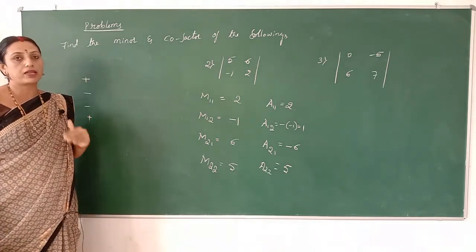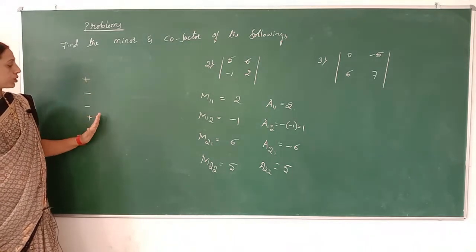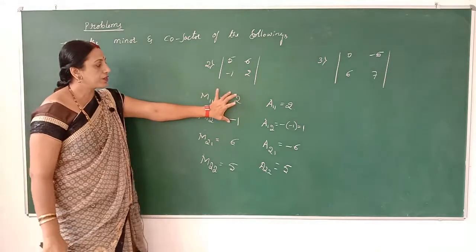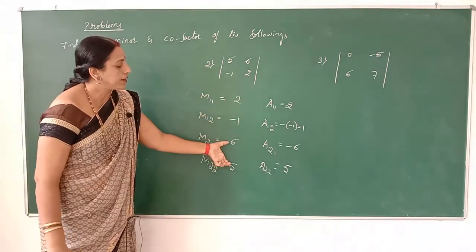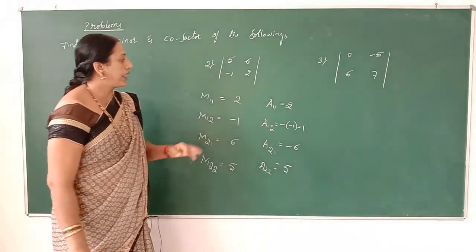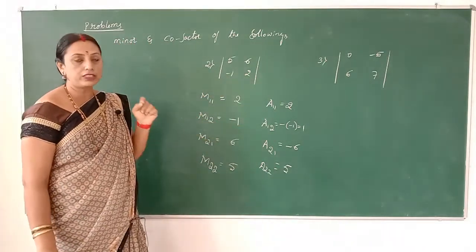Plus, minus, plus, minus, plus, minus. But in case of 2 cross 2 determinant, plus, minus, minus, plus. So, the elements of the first row are plus, minus, and the elements of the second row are minus, plus. Therefore, these will be called the cofactors of the given determinant.